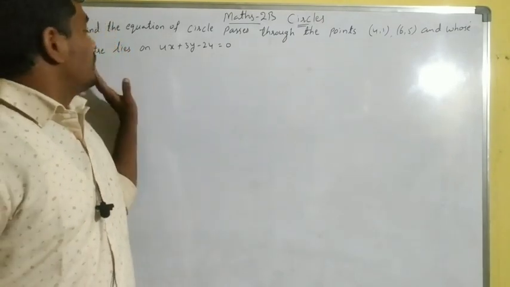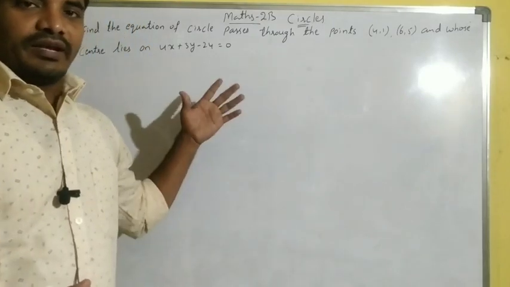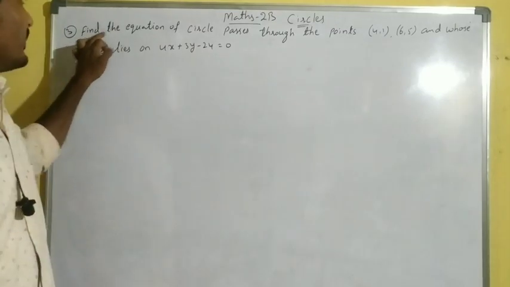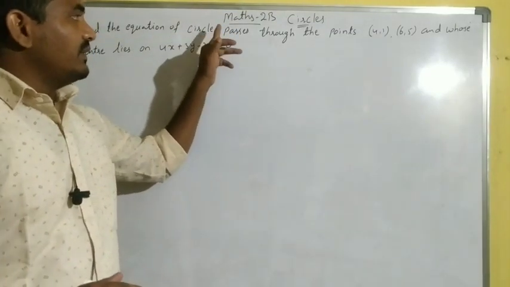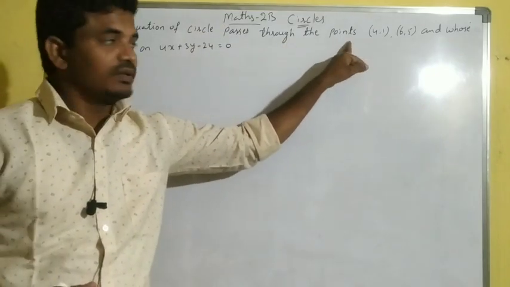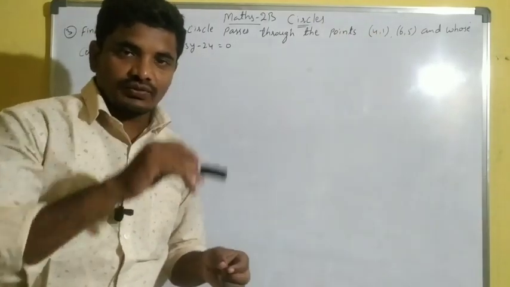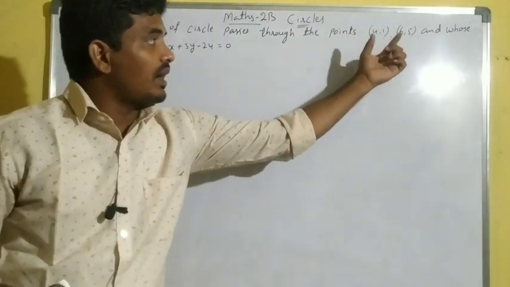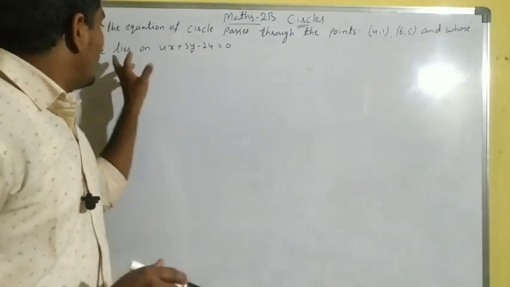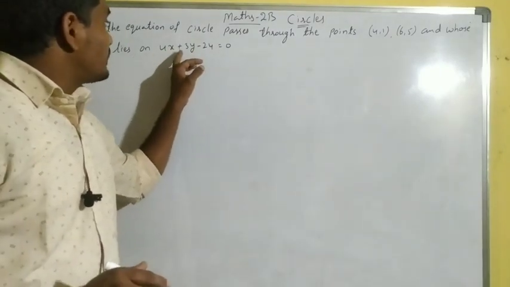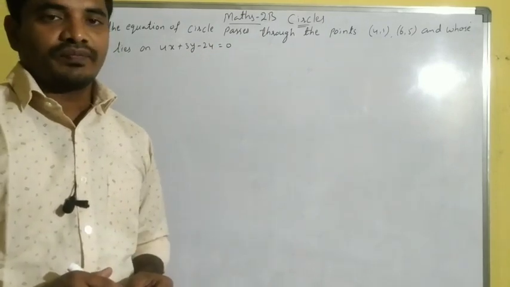Here I am taking the third question. Okay, this is a third type question. Find the equation of the circle that passes through the points (4, 1) and (6, 5), and whose center lies on the line 4x plus 3y minus 24 equals 0.